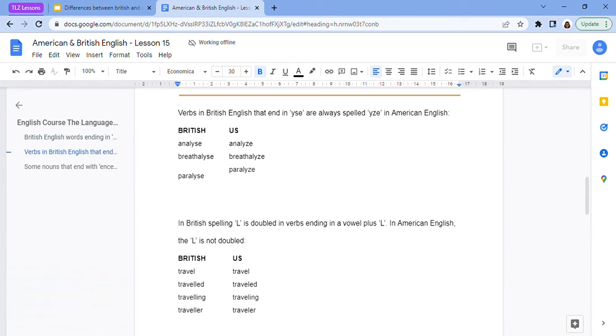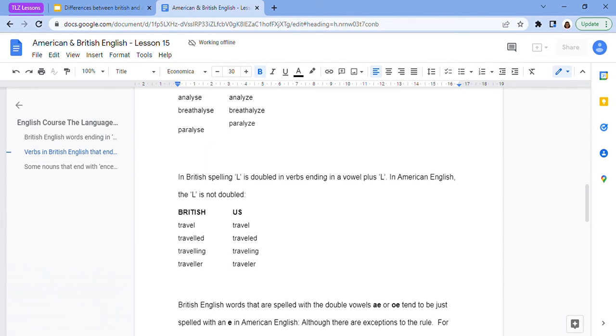Now, in British spelling, L is doubled in verbs ending in a vowel plus L. In American English, the L is not doubled. So, we have travel, travel. Now, that's just the verb, right?